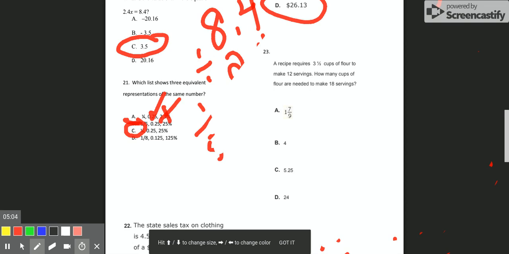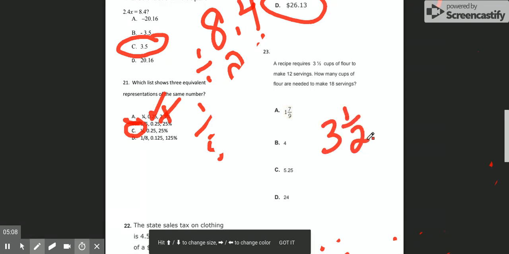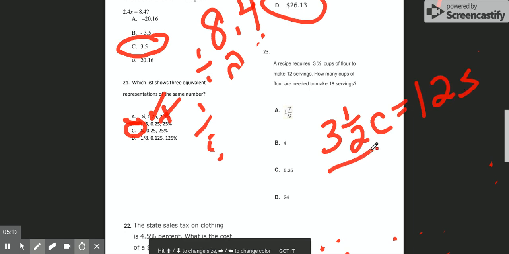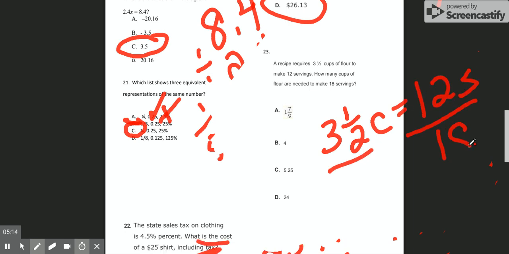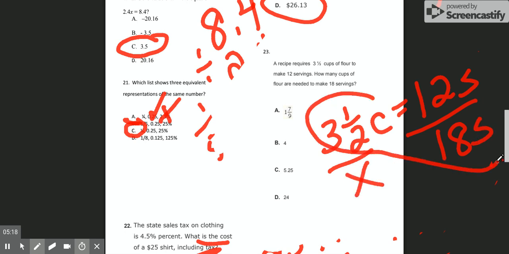All right, 23, we're going to make a proportion. So we have 3.5 cups, and that gets us 12 servings. And it wants to know how many cups for 18 servings, so I'm going to put servings on that side. Again, we cross multiply and divide by 12. When I cross multiply and divide, I get 5.25, which is C.